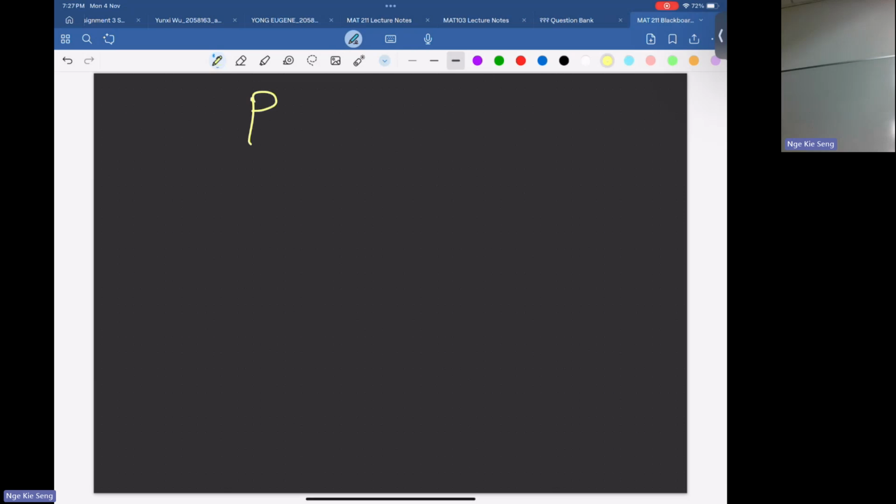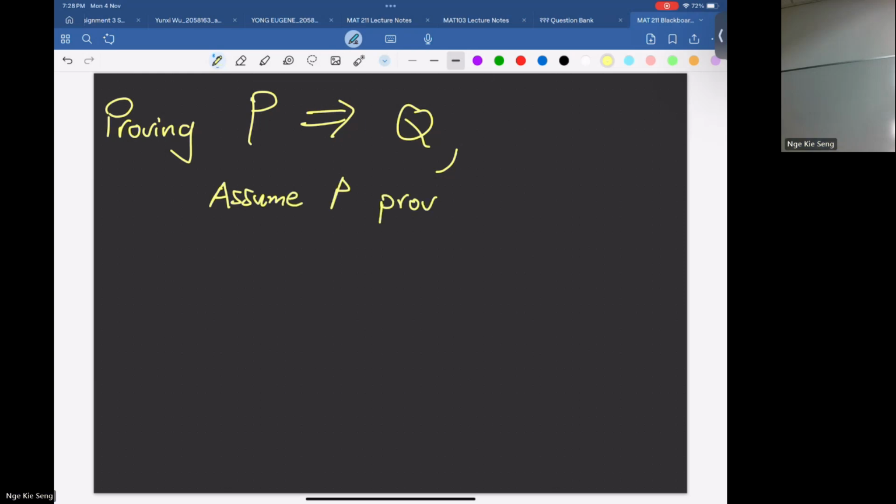Okay, one more thing before we go to a real question. So how do you prove a statement like P implies Q? Assume P and then prove Q. You know why you do that? 为什么你那样做啊? Why does proving P implies Q mean assume P, prove Q?